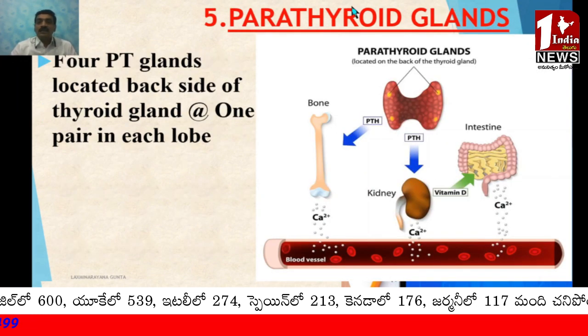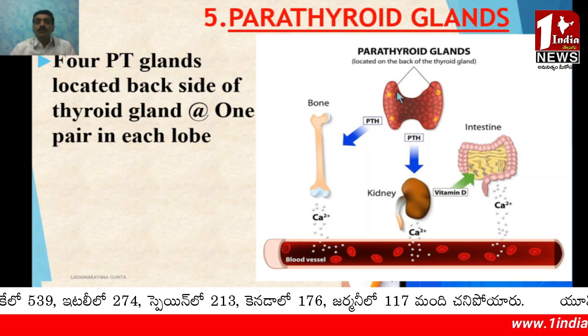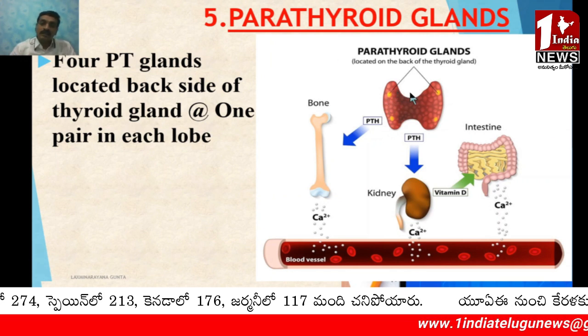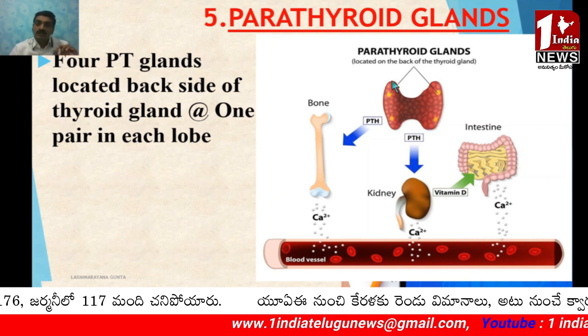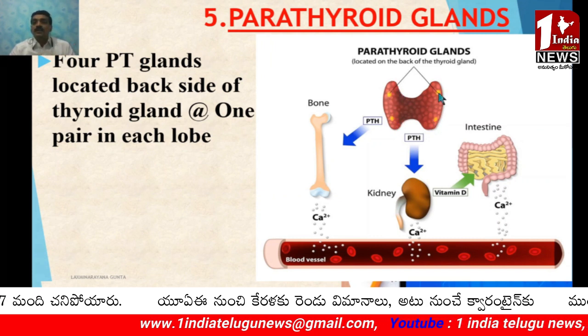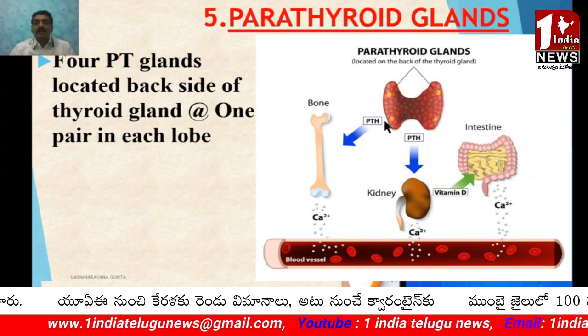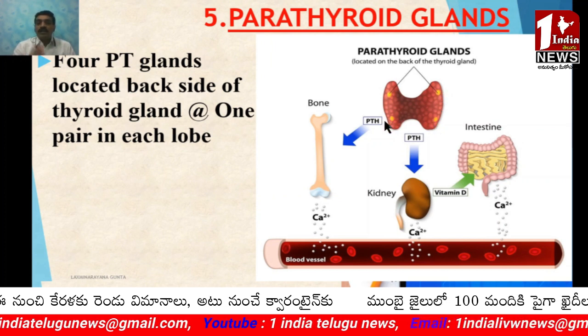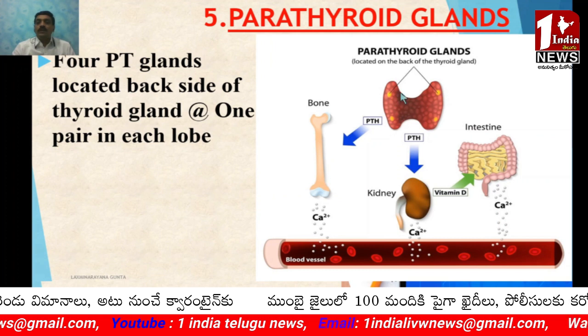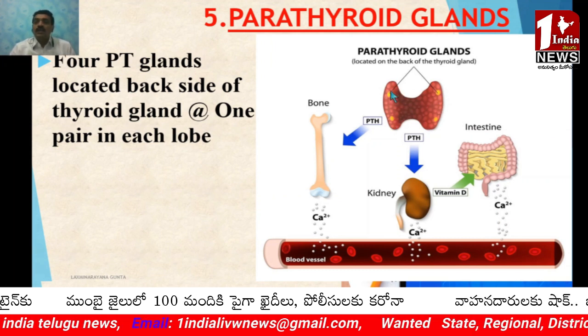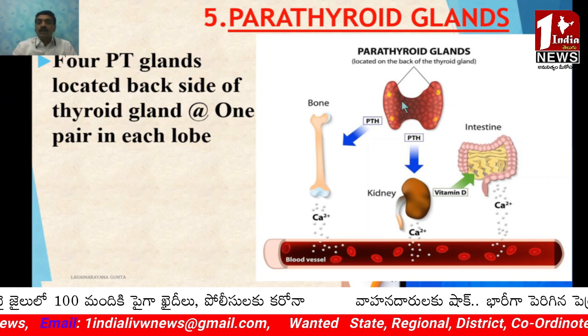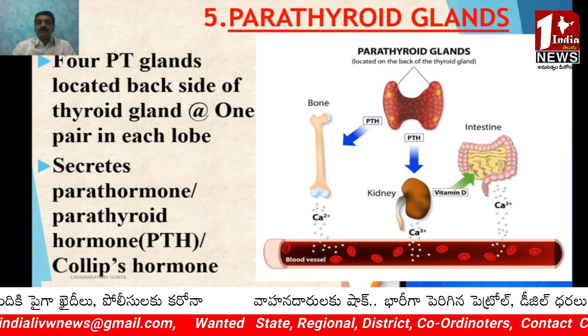Parathyroid glands are 4 in number. They are located at the backside of the thyroid gland. You can observe these small button-sized structures. They are called parathyroid glands, and there is one pair in each lobe. This one is the right lobe, and this one is the left lobe. Each lobe contains a pair of parathyroid glands.